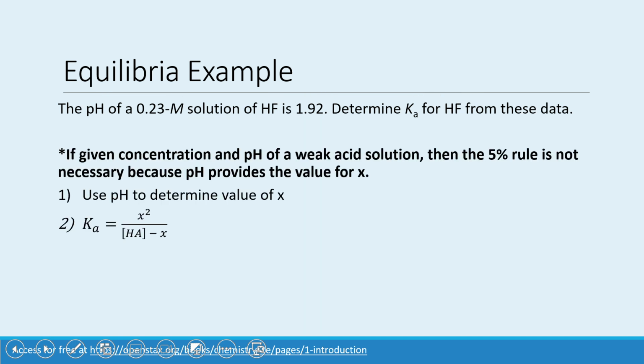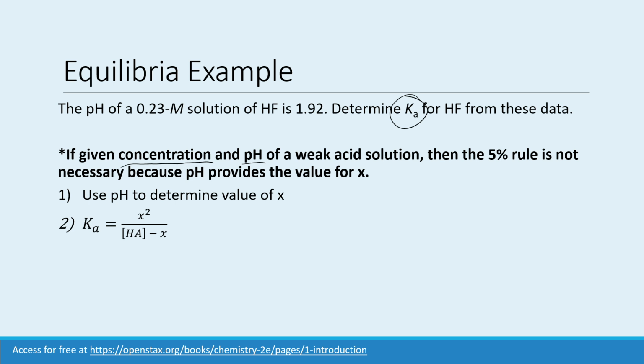So just to summarize real quick, because we were given the concentration and the pH, if you're given the concentration and the pH and you're asked to determine the Ka value, then you don't have to use that 5% rule. And if you need to, go back to the first video in this series, look back at that 5% rule that we talked about. But it's not necessary to use here because pH tells us the value of X.